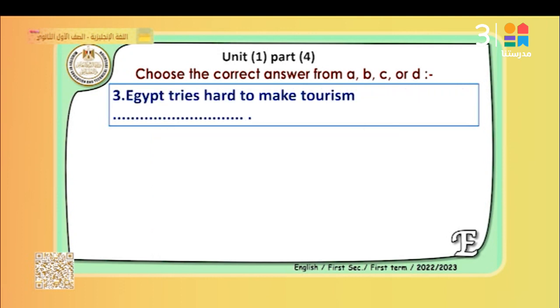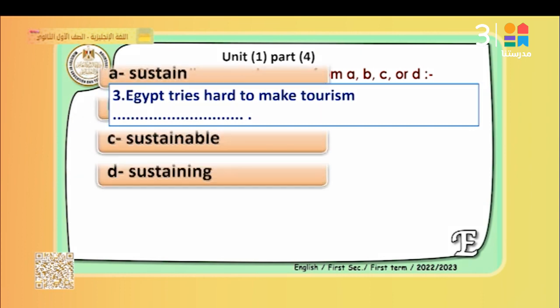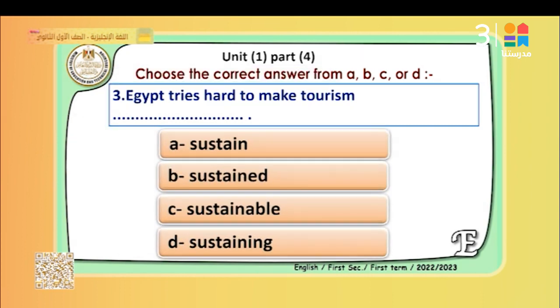Egypt tries hard to make tourists. We wanted to make tourism sustained, sustainable, or sustaining. Of course, the word sustainable means to be continuous, to be eco-friendly, to be environmentally friendly, and to go forever. So we want tourism to go forever and to continue forever. We want it to be sustainable.